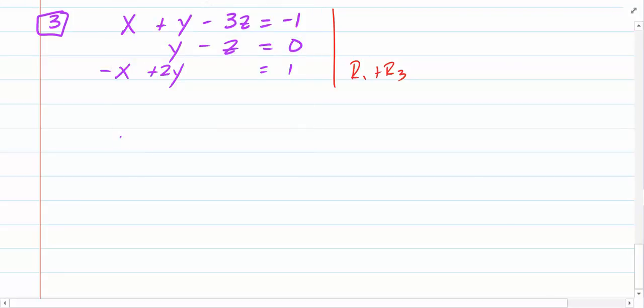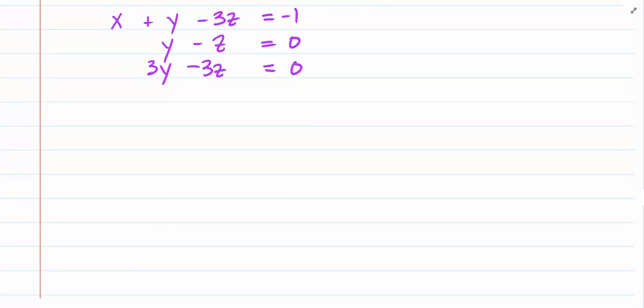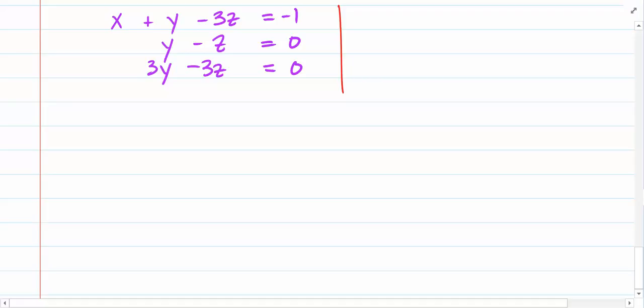So we're going to say x plus y minus 3z equals -1. y minus z equals 0. Then if I add those together, I get 0 by design there. So then this looks like 3y minus 3z equals 0. Is that what you guys have? All right, good. What's our next move? Negative 3 times row 2, and then add that to row 3.